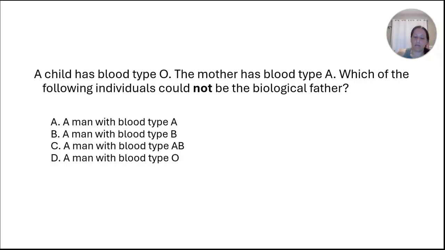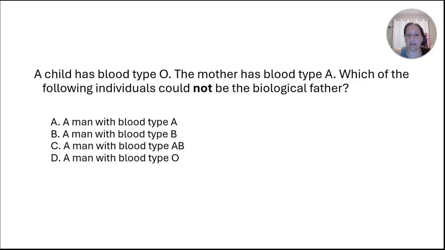Okay, C says a man with the blood type AB. Okay, so he would have to be IA IB. Is that possible? Take a minute to think about that. That's not possible. Okay, so again, the child is type O, which is little i little i. Okay, so the answer, so C would be the answer.